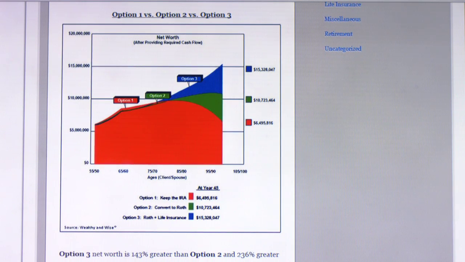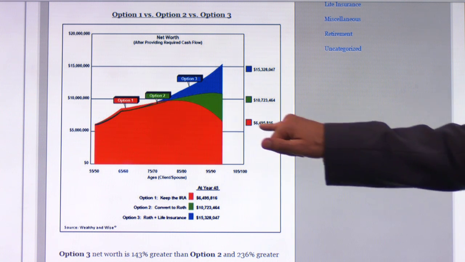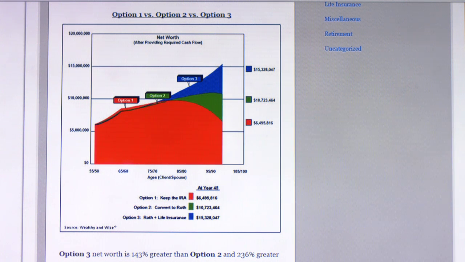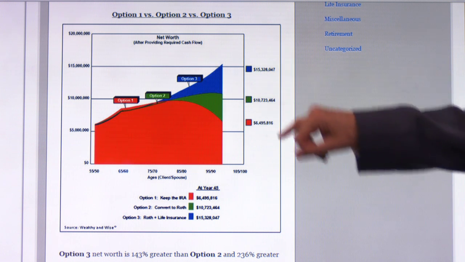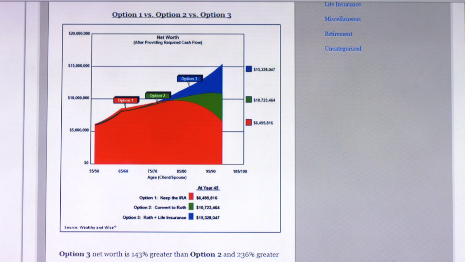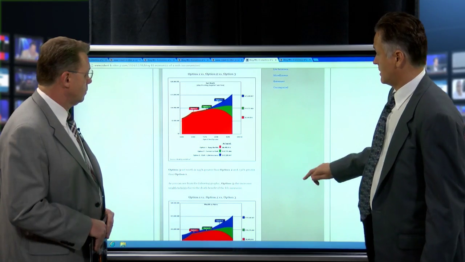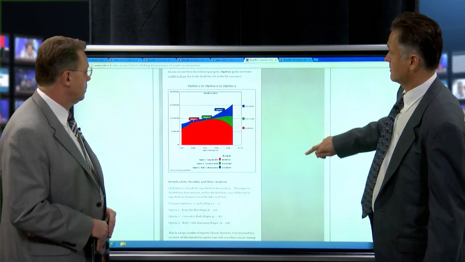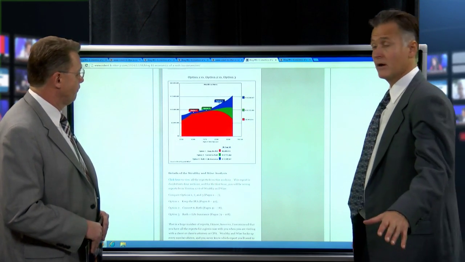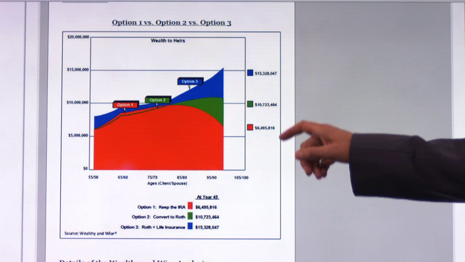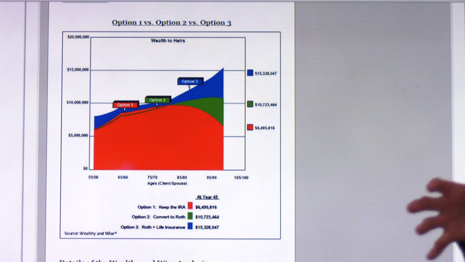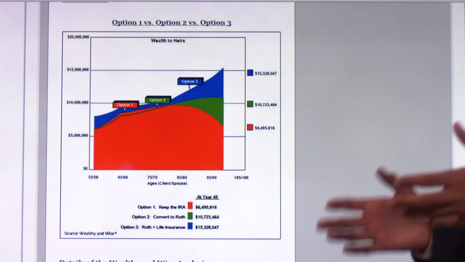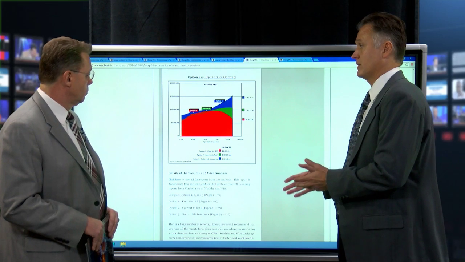Option 1, which was leave the IRA alone: you end up with $6.5 million. Option 2, convert the IRA to a Roth: we end up with $10 million. Option 3, convert the IRA to a Roth and purchase the life insurance policy: we end up with $15 million of net worth. Wealth to heirs, similar comparison. As you can see there, you have $6 million, $10 million, or $15 million. So clearly better for the client, clearly better for the client's family and heirs.